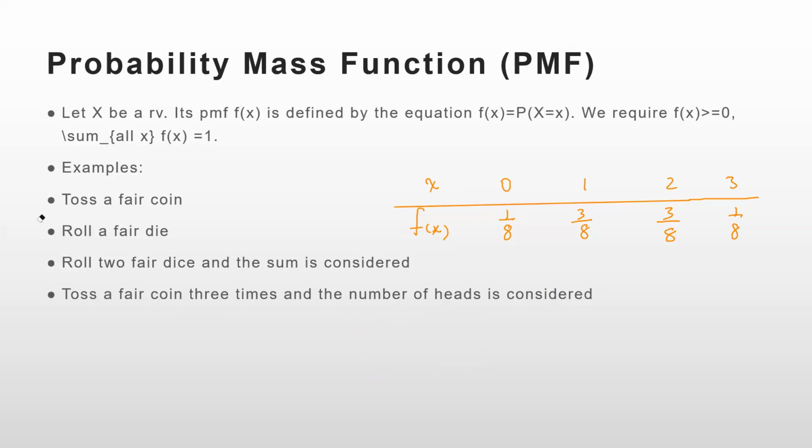This is one special case of a coin tossing n times. We can model it by using the binomial distribution, which is discussed in a different class. So I'm just using it as an example to introduce the probability mass function.